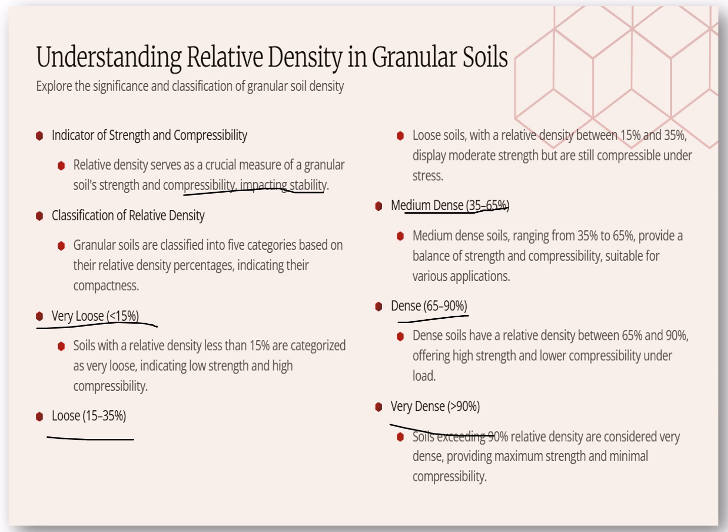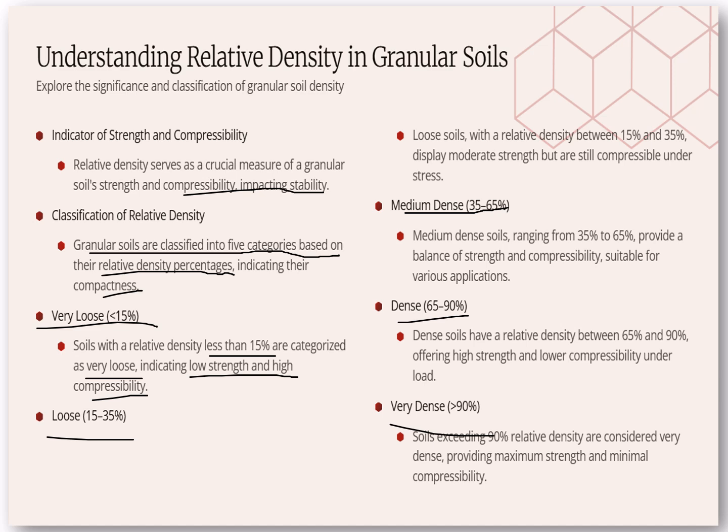Classification of relative density. Granular soils are classified into 5 categories based on the relative density percentages, indicating their compactness. First is very loose, that is soils with relative density less than 15%. Less than 15% are categorized as very loose, indicating low strength and high compressibility.